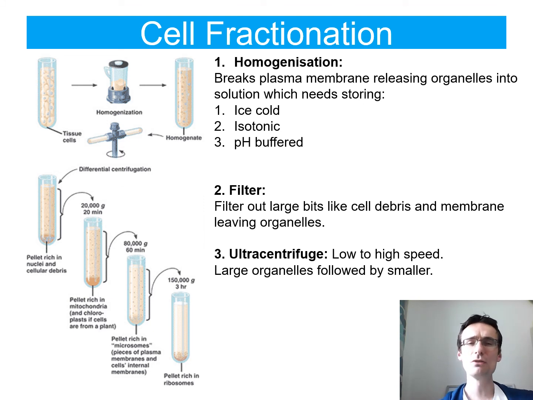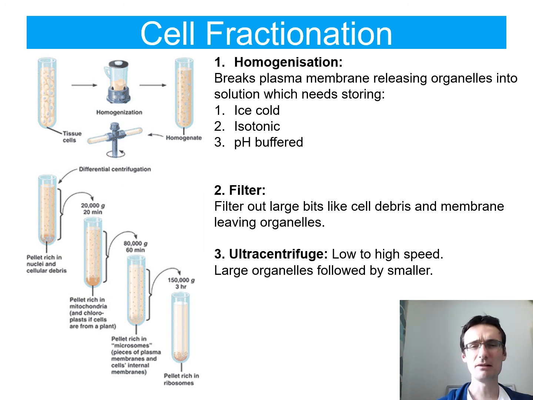Then if we're going to store the contents of the cell, we'd store them in a solution that is ice cold. That is to stop enzymes from continuing to break the cell down. We'd store it isotonic, which means that osmosis wouldn't have an effect, so the cells wouldn't get damaged. And we'd store it at buffered pH, so we don't denature the enzymes.